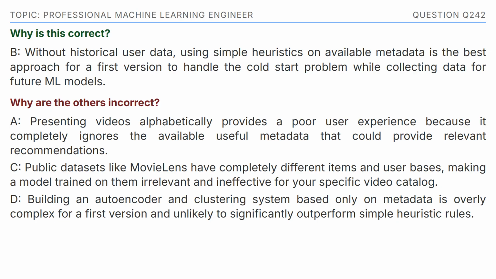Why are the others incorrect? A. Presenting videos alphabetically provides a poor user experience because it completely ignores the available useful metadata that could provide relevant recommendations. C. Public datasets like MovieLens have completely different items and user bases, making a model trained on them irrelevant and ineffective for your specific video catalog. D. Building an autoencoder and clustering system based only on metadata is overly complex for a first version and unlikely to significantly outperform simple heuristic rules.